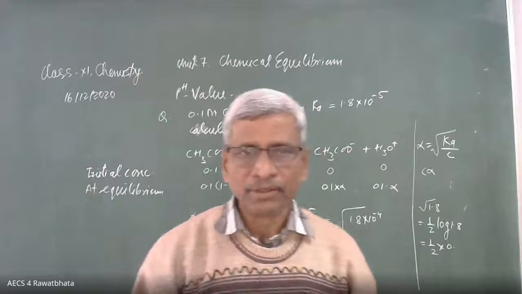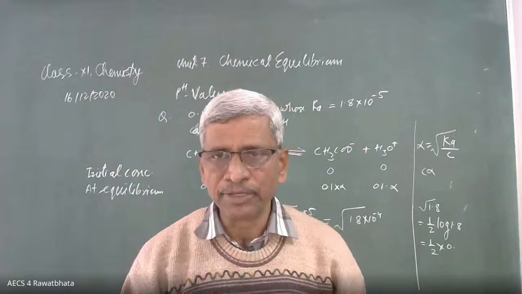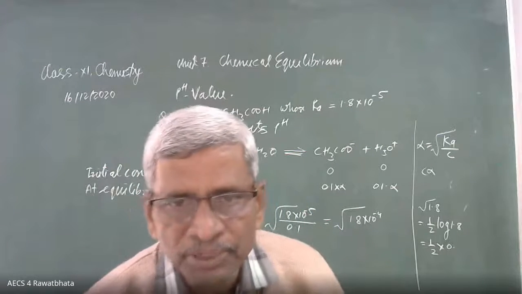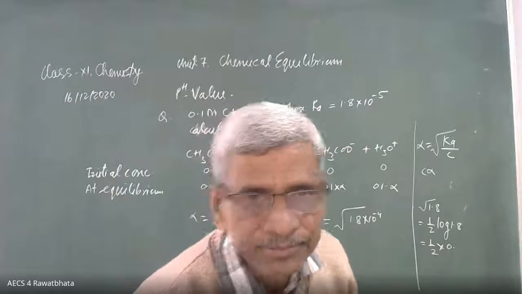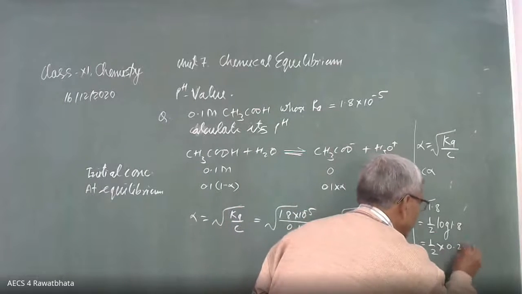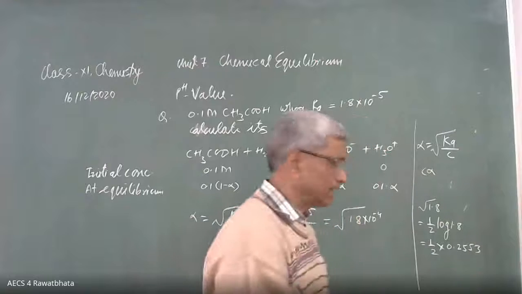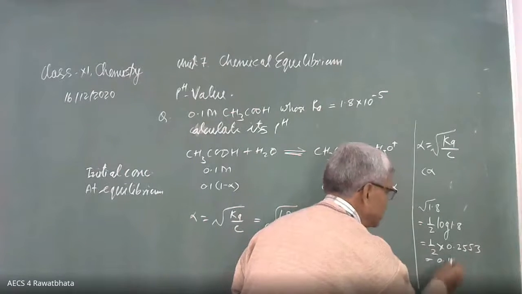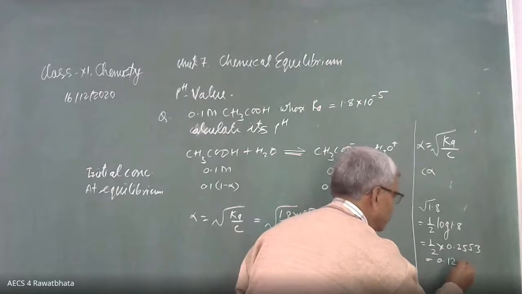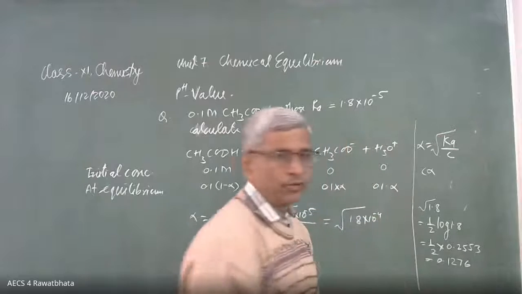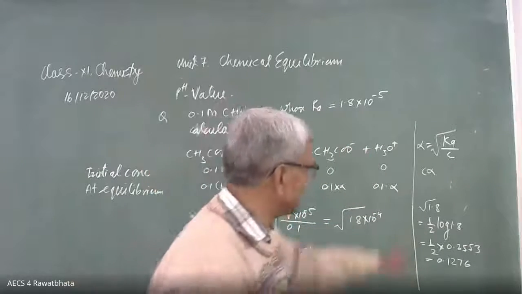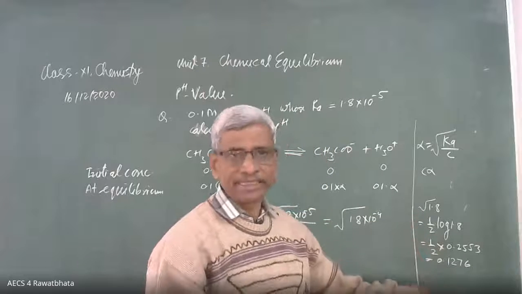Yes, beta, tell me the value of 18 in the 0th column. 18 in 0th column, 2553. Yes, beta. 2553 into 1 by 2 is equal to 0.1276. See that, in this calculation we have introduced log from our side.